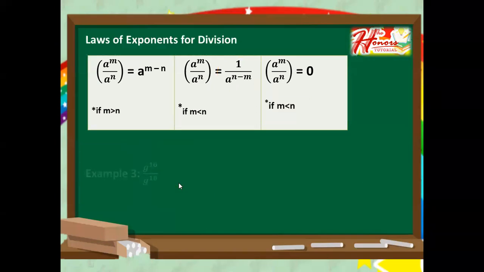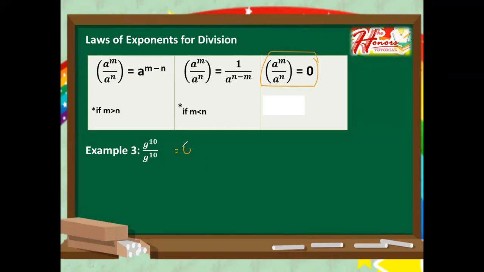Next, let's have number 3. For number 3, this is the given. As you can see in here, we have the same exponents because the exponent of the numerator is 10. The exponent of the denominator is also 10. So therefore, applying the rule here, automatically our answer will become 0. No need to compute. It is 0.